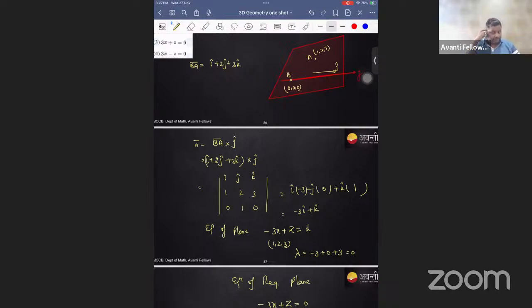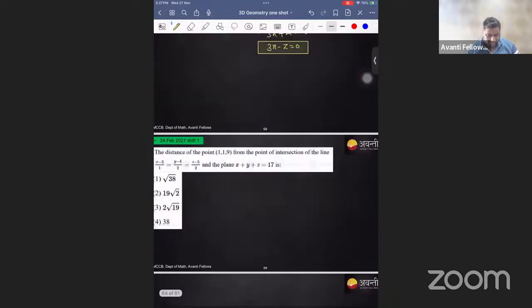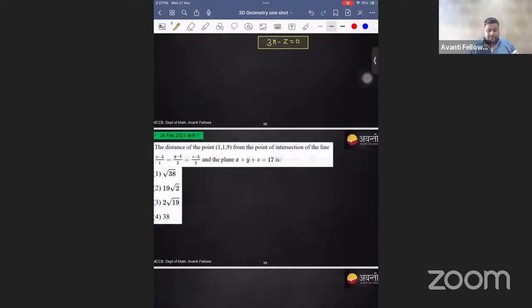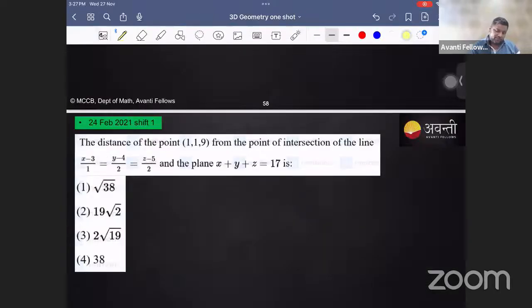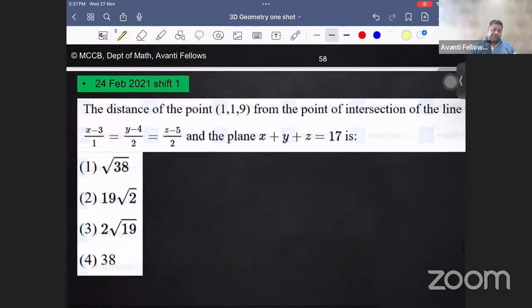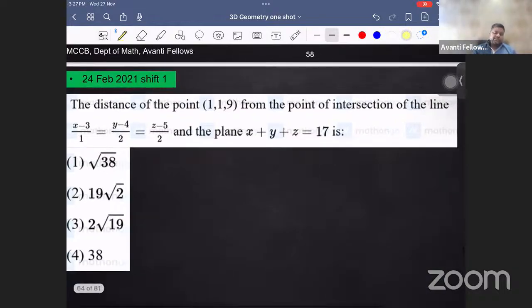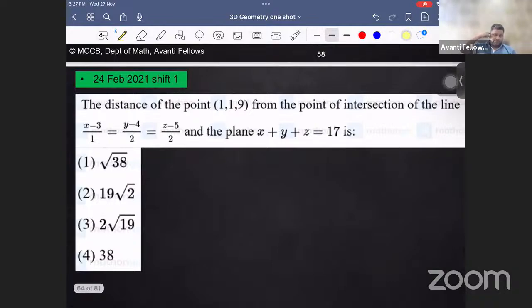Fine. Now let's try another one. What they're asking you is the distance of the point 1, 1, 9 from the point of intersection of this line and this plane. So you have to find the point of intersection of this line and this plane, and then find its distance. The point you got, find the distance of that point from 1, 1, 9. Got it? Try it quickly. And this is very easy. Quickly try.